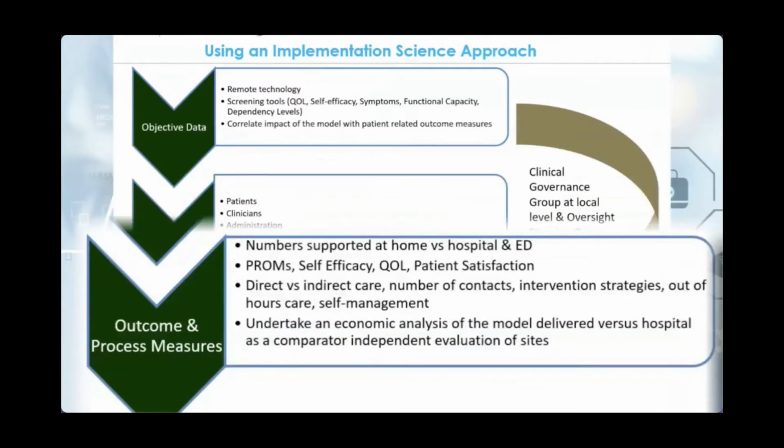And the outcome and process measures then: numbers of patients that were supported at home versus hospital and ED. We used self-efficacy, again, quality of life indicators, patient satisfaction surveys, and we used direct versus indirect care, the number of contacts that we had with the patients, the intervention strategies, the out-of-hours care and the level of self-management in order to implement this model of care.